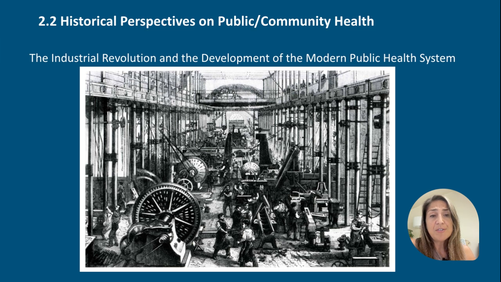The Industrial Revolution and the development of the modern public health system happened together. We saw this because the global Industrial Revolution began in the late 1700s. Production moved to using new machines, using steam and water power. This was a dangerous time for laborers, with poor sanitation, overcrowding, and disease outbreaks.